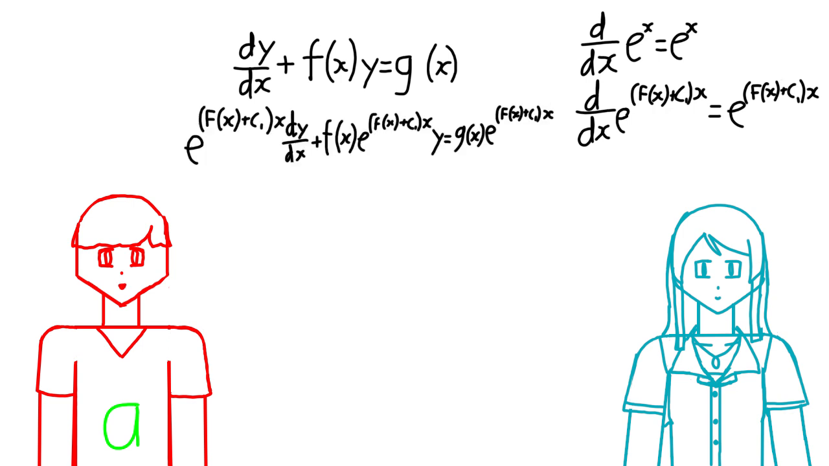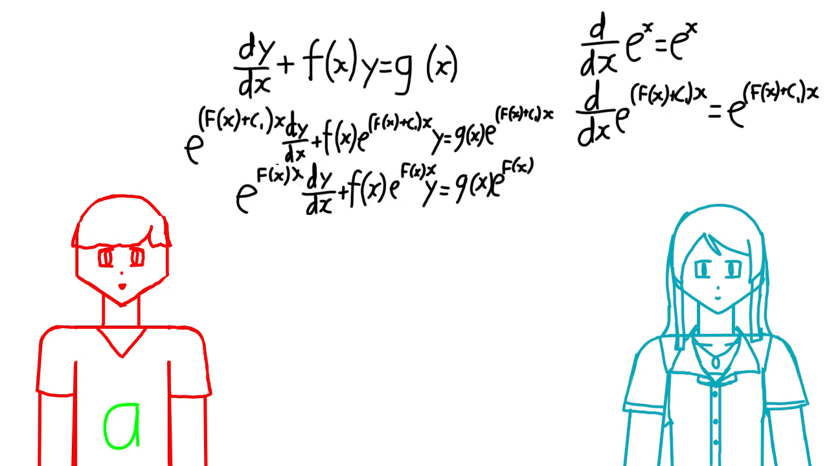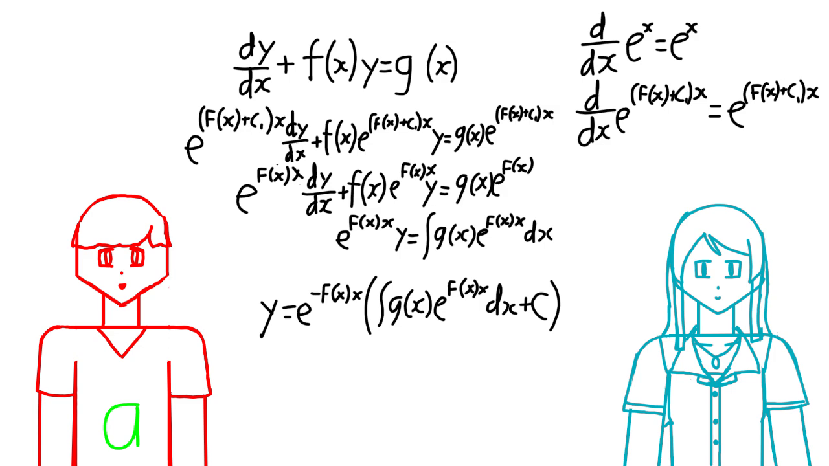So we multiply both sides by that function, and we can divide e to the cx from both sides to make it easier for us. Integrating and rearranging, you get the general solution for y.